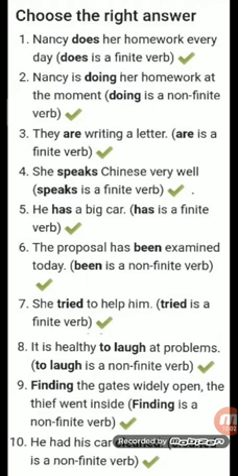He has a big car. Your sentence is in present tense. Has, it's a present tense, so it is a finite verb. And he is a third. और exactly subject के बाजू में जो verb है वो finite ही है. The proposal has been examined today. Has been. Has is your finite, but अपने को been पूछा है, it is non-finite. She tried to help him. Tried. She के बाजू में exactly tried. It is finite. Very easy.